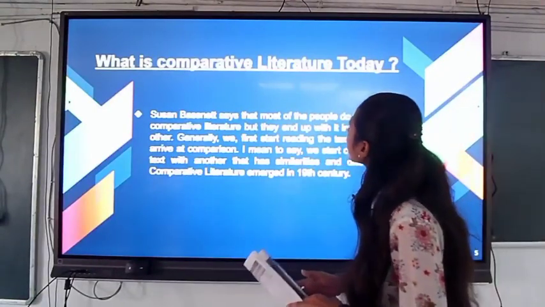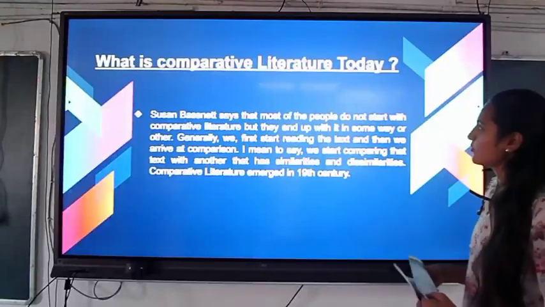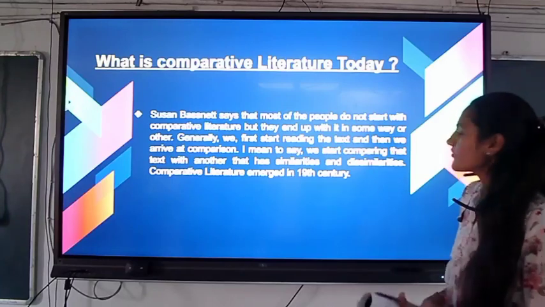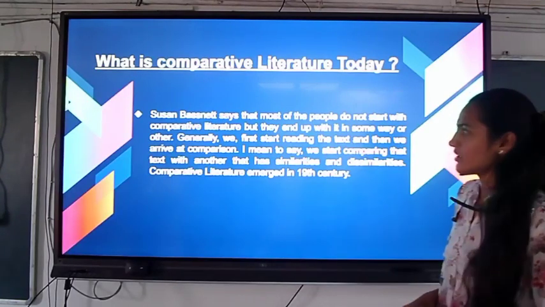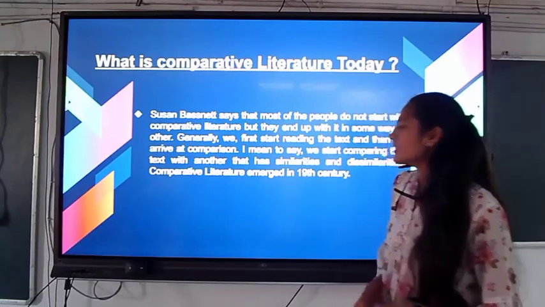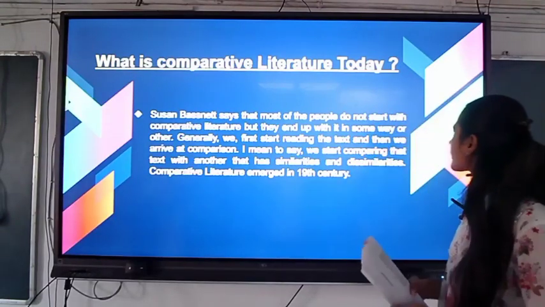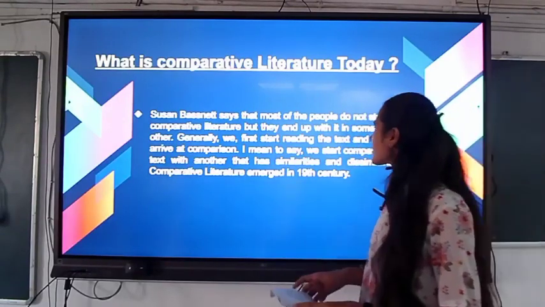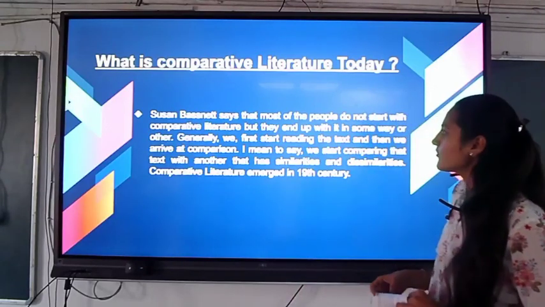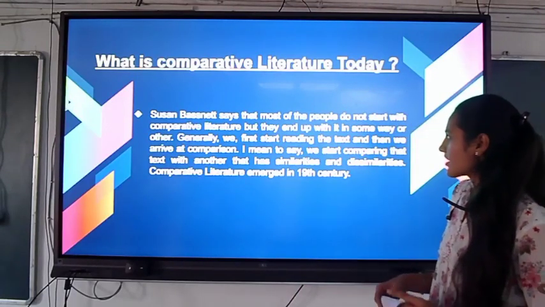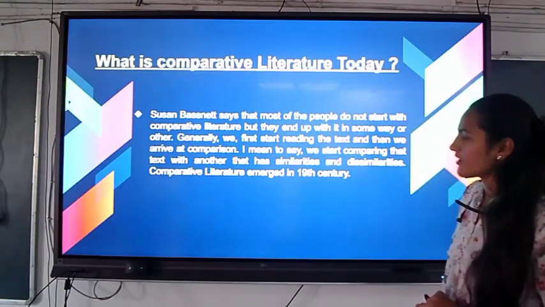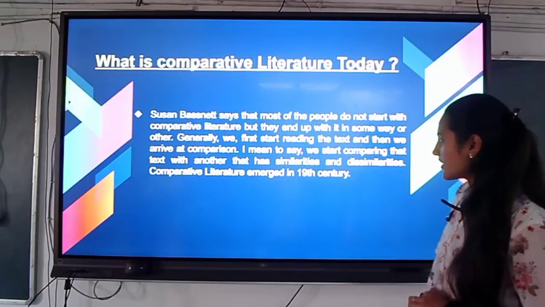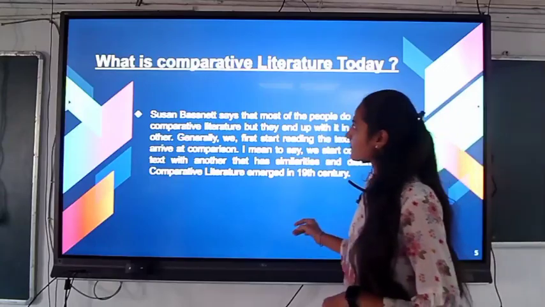Introduction: What is Comparative Literature Today? is a book written by Susan Bassnett. He said that most people do not start with comparative literature, but they end up with it in some way or other. Generally we first start reading the text and then we arrive at comparison. I mean to say, we start comparing one text with another, and the similarity and dissimilarity compared in literature emerged in the 19th century.